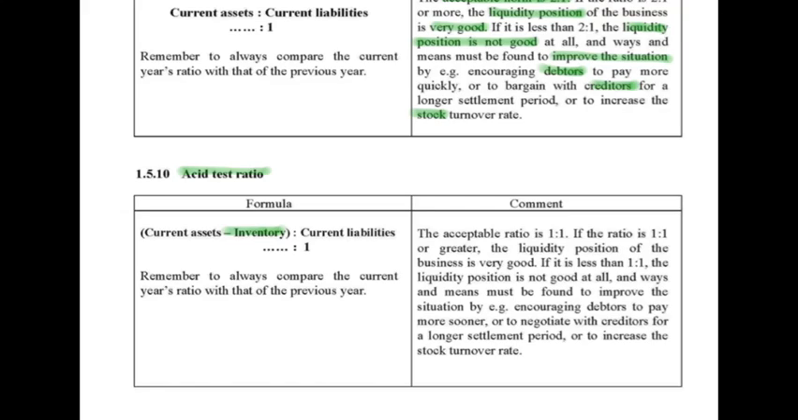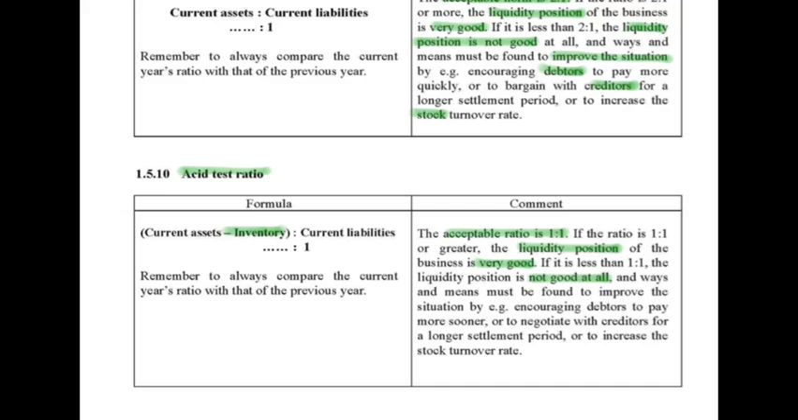Now, an acceptable answer in this ratio needs to be more than 1 to 1. My norm is 1 to 1. If the ratio is greater than 1 to 1, we say that the liquidity position of the business is very good. If, however, it is lower than 1 to 1, we say that the liquidity position is not good at all, and ways and means should be found to improve the situation.